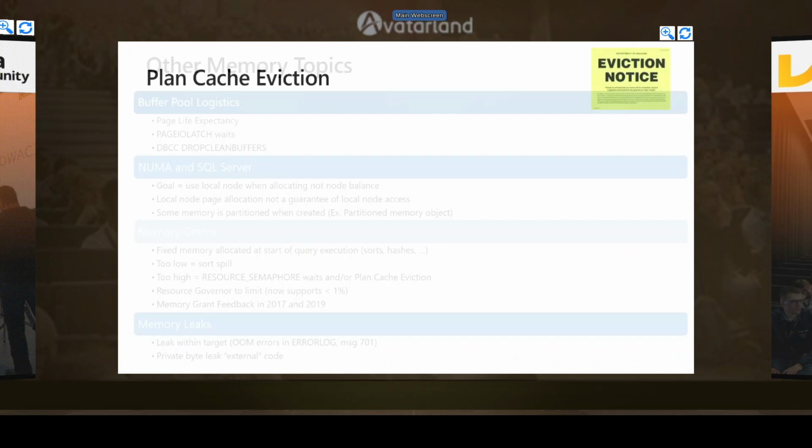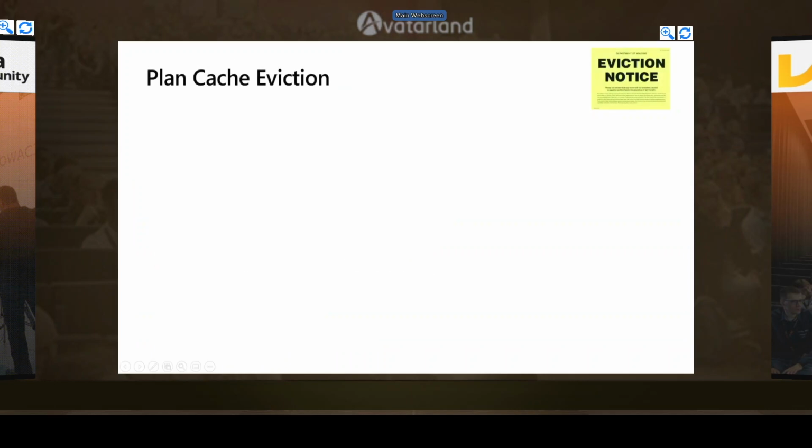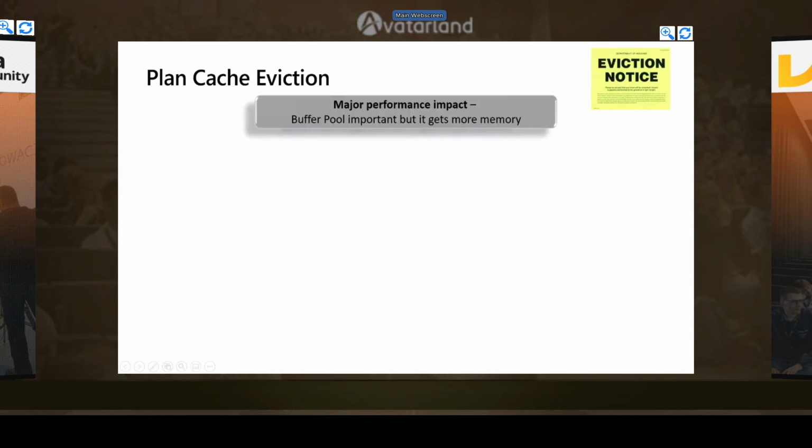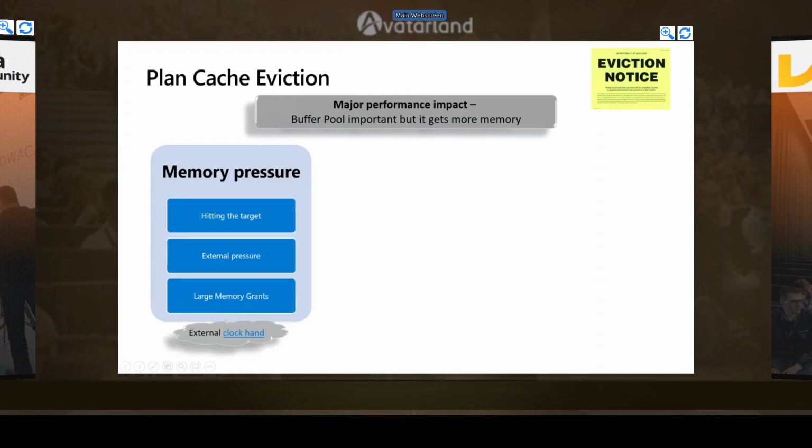Okay. Let's talk about plan cache eviction and why this is important. First of all, the buffer pool gets the majority of memory, even bigger than the plan cache. It's important for both of them actually, but in most cases you would expect the buffer pool to require more memory than your plan cache. But it's a major performance impact when plan cache eviction occurs, and let's talk about why.